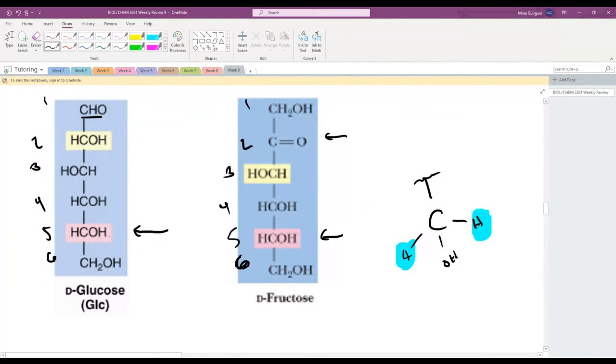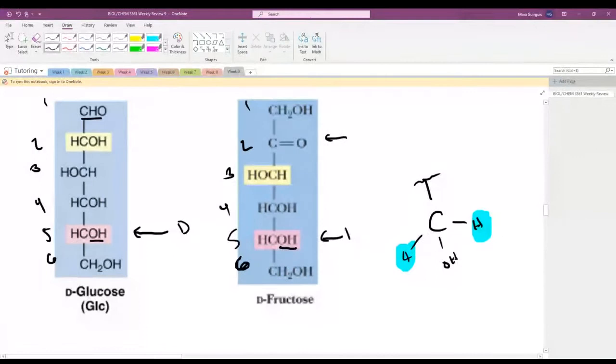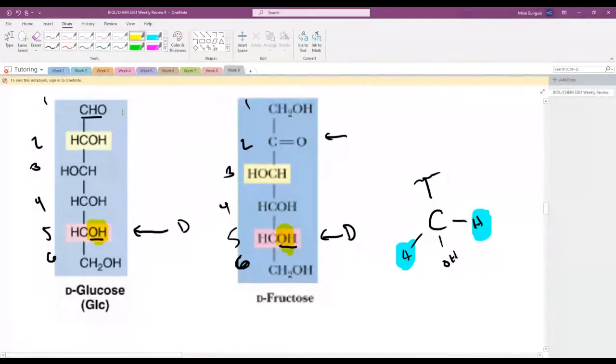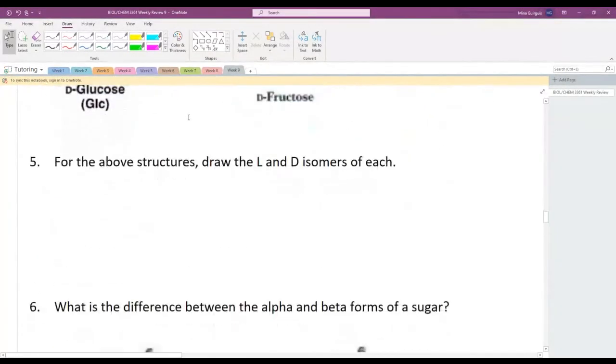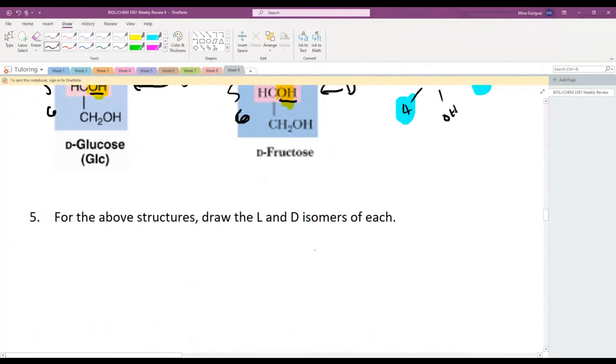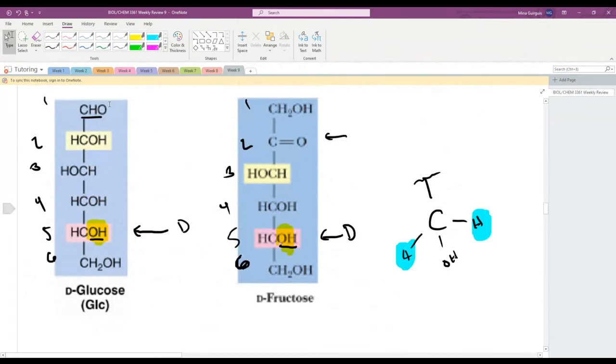The one right above it, in the case of glucose, has the OH on the right. That makes it the D-isomer. In the case of fructose, once again, the OH on the right makes it the D-isomer. Now, the reason that I ask to draw the L and D isomers is because it's not just the carbon at the bottom. What I mean by that is if I were to draw L-glucose, L-glucose isn't just this one swapped around. So it's not just HOCH and everything else is the same.